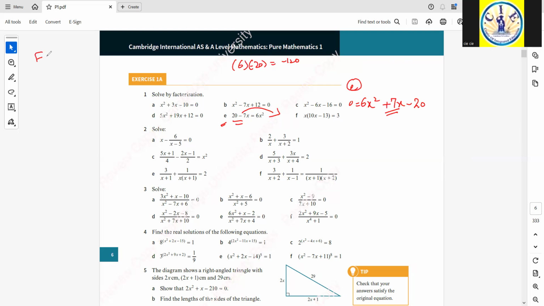Okay, factors of 120. 1 times 120, 2 times 60, 3 times 40, 4 times 30, 5 times 24, 6 times 20, then since I need to have 7, so I'm looking for a factor that could give me 7.